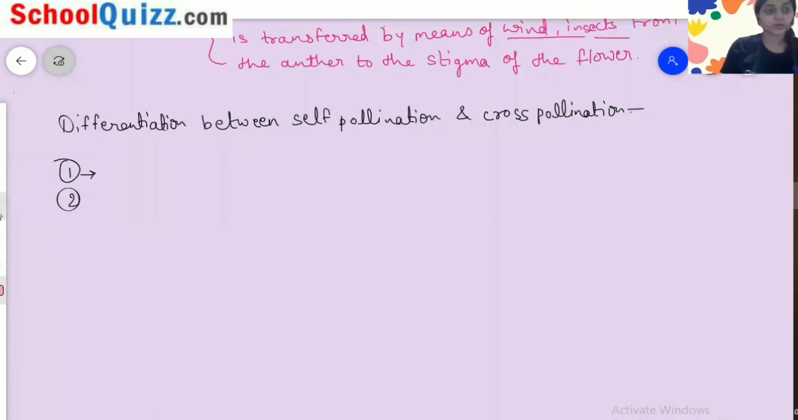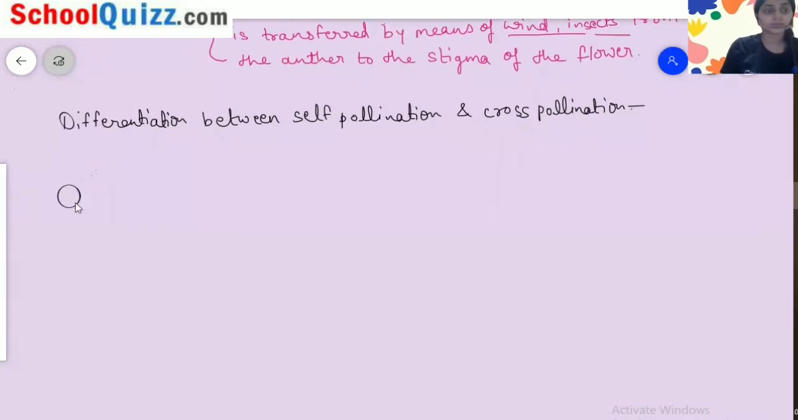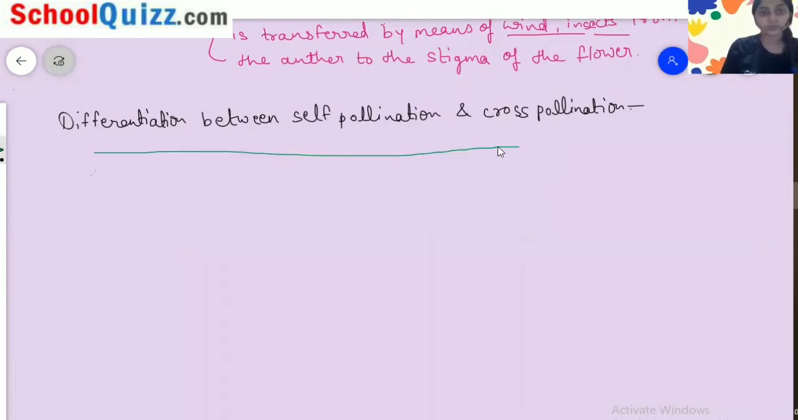Now just make a box. Just a second, just one more second. Just make a box. If you have no time in the examination, just leave the box and just write the answer.